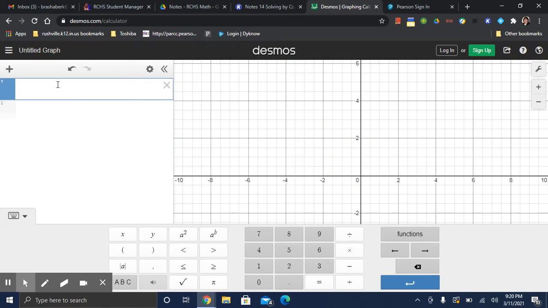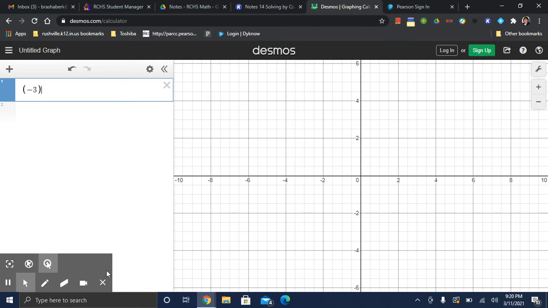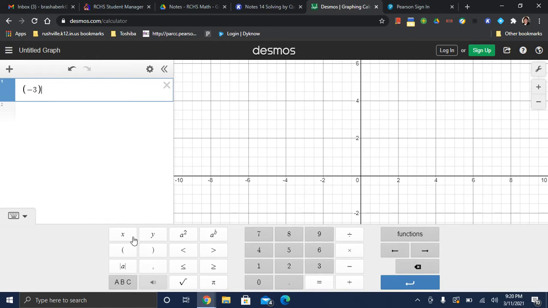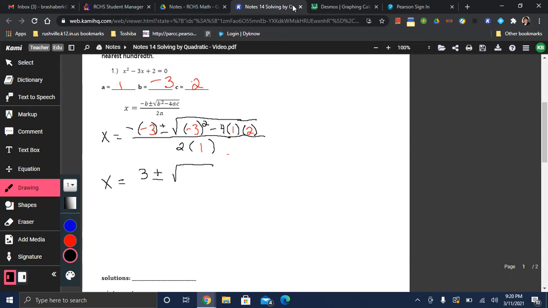So that's why I have you write it down on your paper. So you're going to type in parentheses, -3. You're going to close the parentheses. Now, to get a square, I'm going to close the keyboard. Your keyboard is right here. You'll bring that up. You have the third place over, it says a squared. So that's what gives you that exponent. Or you can do shift 6. All right, so it was -3 squared minus 4 times 1 times, and I forgot, I'm going to look again, times 2.